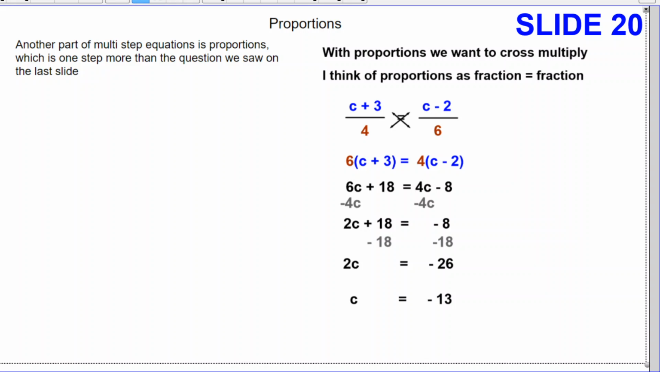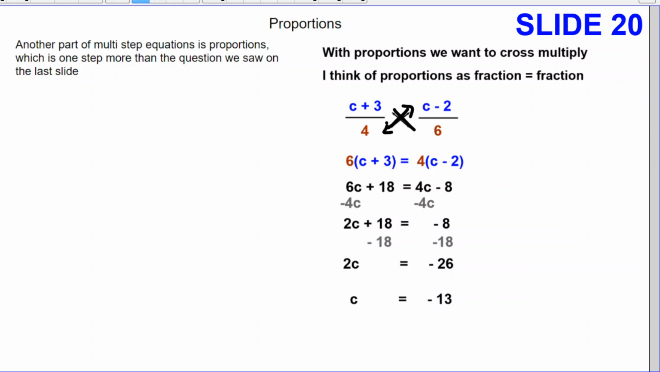Another part of multi-step equations is proportions, which is one step more than the question we saw on the previous slide. And on the right side, there's an example. With proportions, we want to cross-multiply. I think of proportions as fraction equals fraction. So I always like to draw the little cross symbol on here just to remind you that you're multiplying those two things together and these two things together.